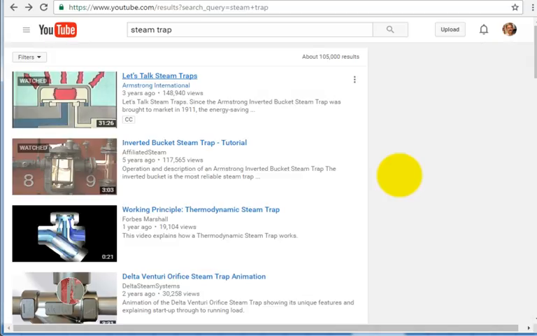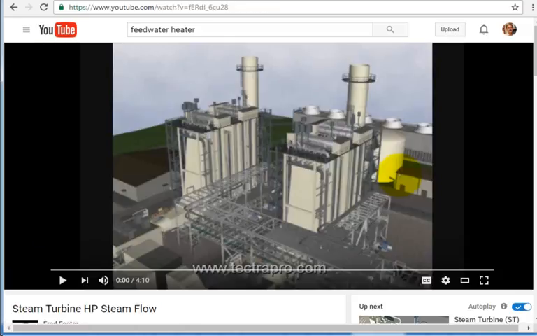Here are some other videos that are really good. We just don't have time to show them in class. This is an inverted bucket design. They have multiple designs: floats, balls, and float designs. This is an interesting video. We're going to move on and talk about gas power cycles next chapter.